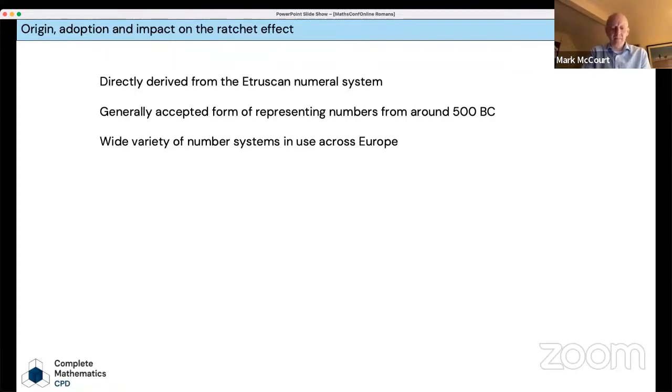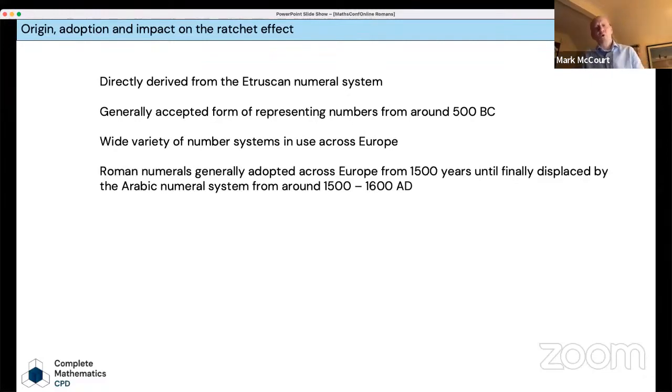And at that time, and for a long time afterwards, across Europe, there were many, many different numeral systems in play. People using all sorts of different symbolism, all sorts of different ways of counting and recording, particularly ordinal numbers. So you have this massive variety of different number systems in play and in use. But for about 1500 years, Roman numerals across Europe did become the dominant model. They became the dominant way of representing numbers through symbolism.